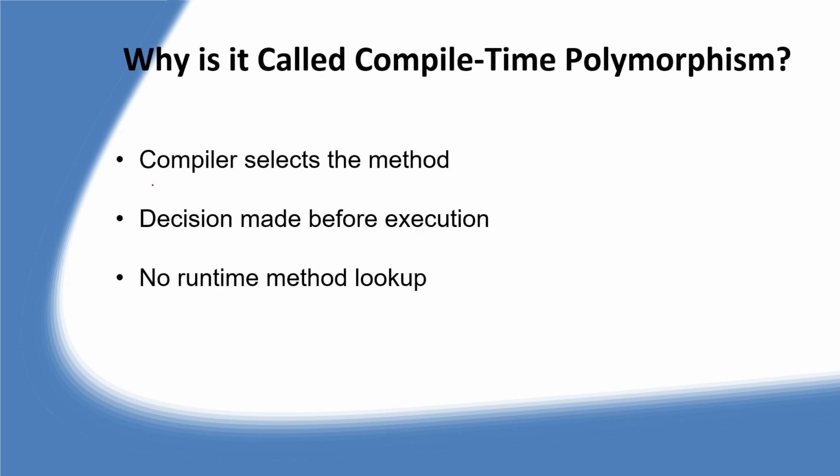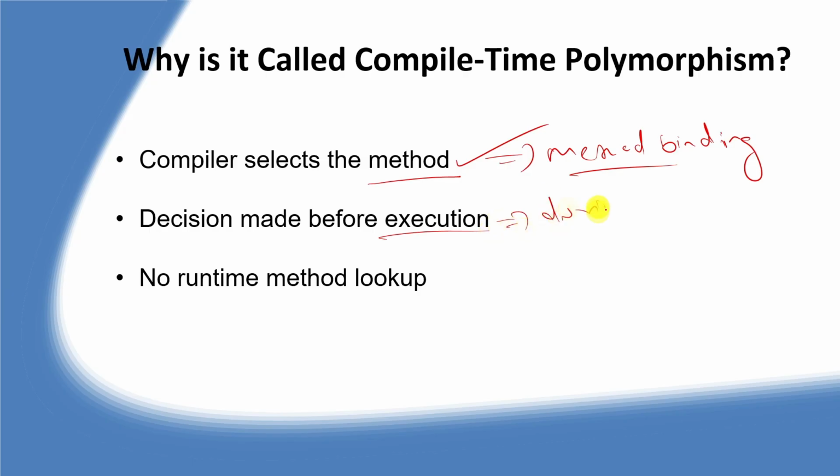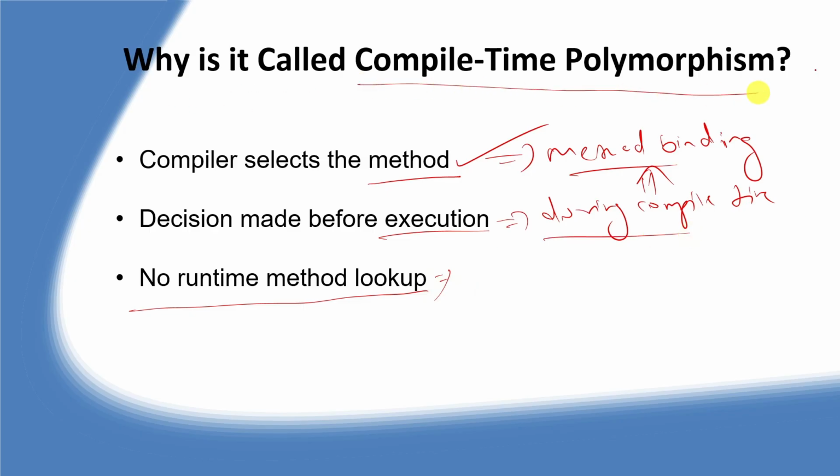So here they have mentioned some points. The compiler selects which method to call. That is method binding. It is just linking the method call to the method definition. Which method definition, which method to call, that is method binding. The decision is made before execution. We have not run the program; during compile time only, method binding is happening. No runtime method lookup. It is not going up to runtime. We are not running. Before running only, these things are happening. That's why we call it compile time polymorphism.